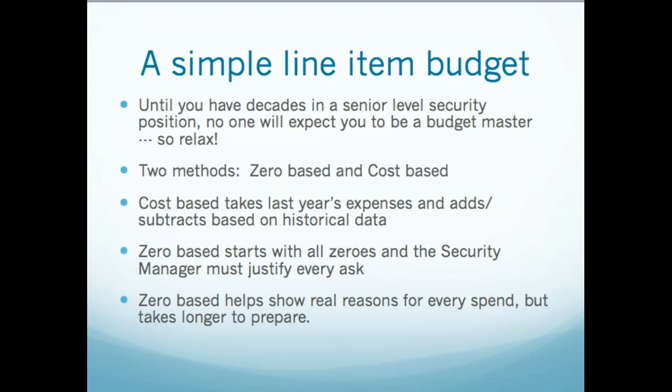So zero-based and cost-based help you rationalize your cost. Most of the budgeting you will do in your lifetime will be cost-based. You'll look at what you spent last year and you'll say, okay, that was reasonable. Prices went up a little bit, so I need to put a little more. Or last year I spent a little more because I did this and this and this, and I don't need to do that every year.